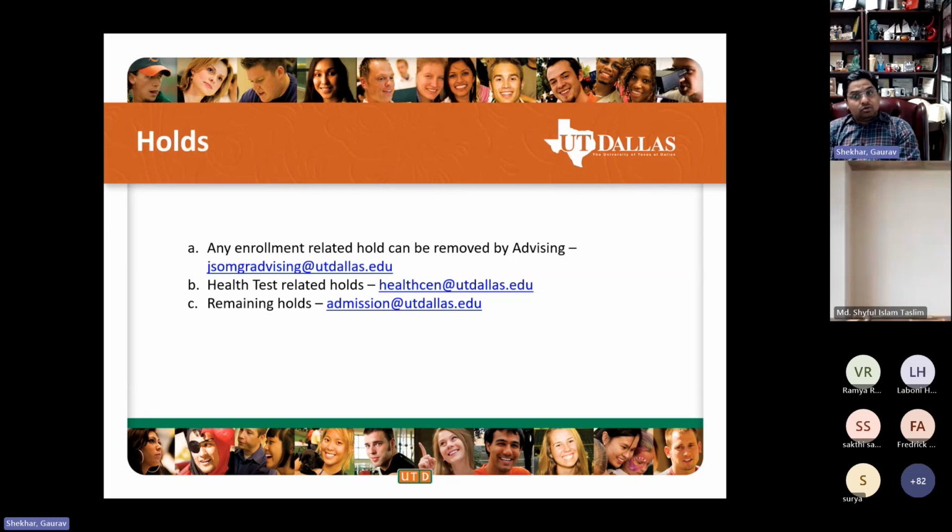So if you see a hold, do check the start date. Don't panic that the hold is there. The hold will be there until it is taken care of. But also note what the start date is. If it's in the future, it's not going to affect you right now.